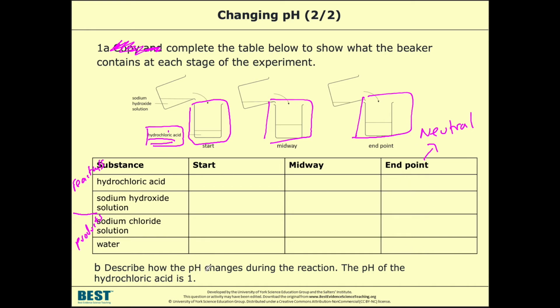Then I want you to describe what the pH changes are during the reaction. So the pH of the hydrochloric acid is 1, so that's at the start. What's our pH going to be at the end point when it's neutral? And therefore we can describe the change in pH that's happening midway. But thinking about, is it increasing or decreasing to what that end point pH is? So pause the video while you have a go at that.